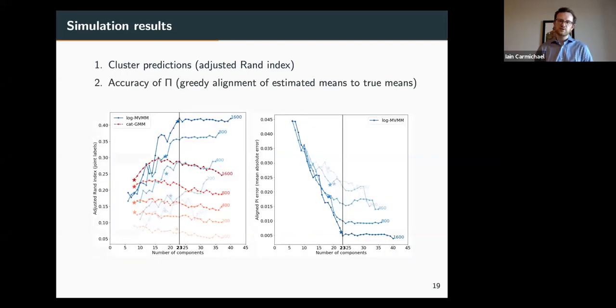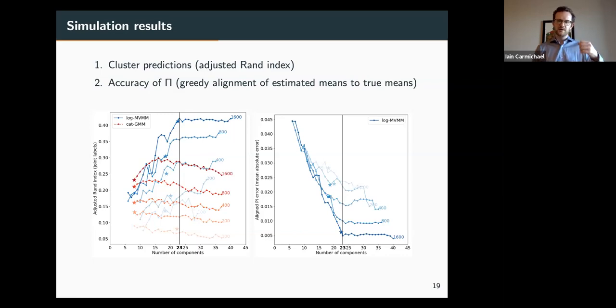The second way we're going to evaluate this is, let's try to measure how well we estimated the pi matrix. The estimated pi matrix is a little bit difficult to evaluate because, of course, in a mixture model the cluster labels are arbitrary. So we don't really know what the correct permutation would be, so that you could compare the estimated pi matrix with the true pi matrix. But we're going to do something simple, which is a greedy alignment of the estimated means to the true means.